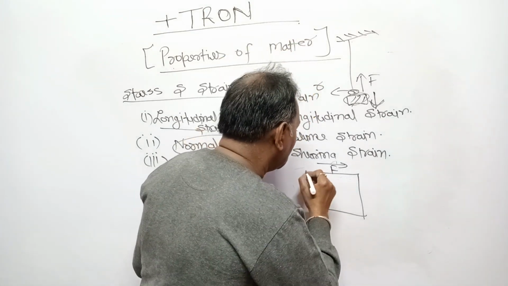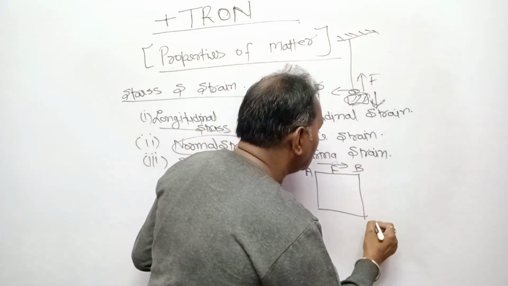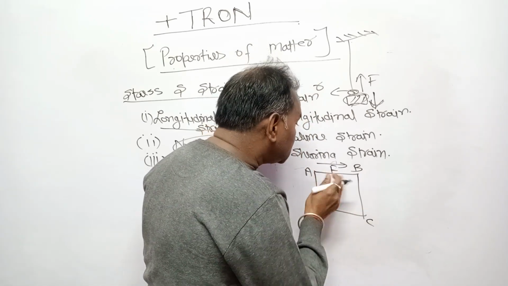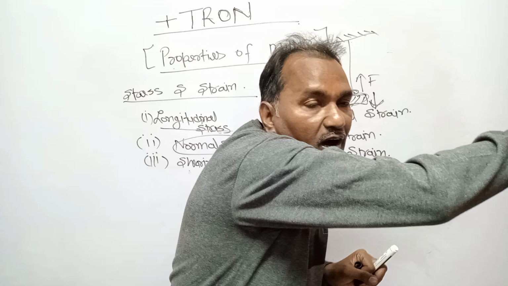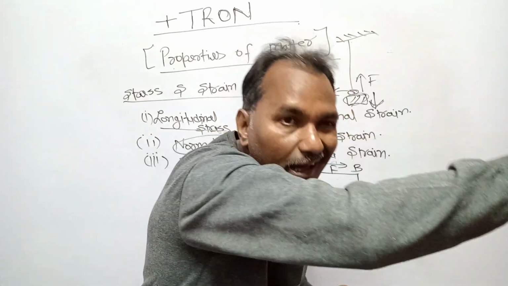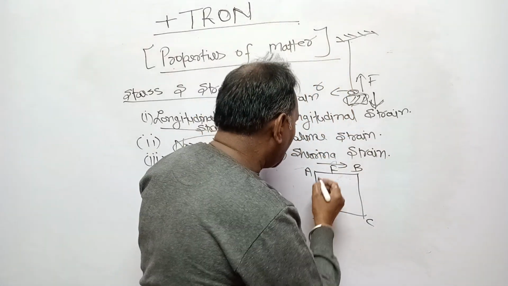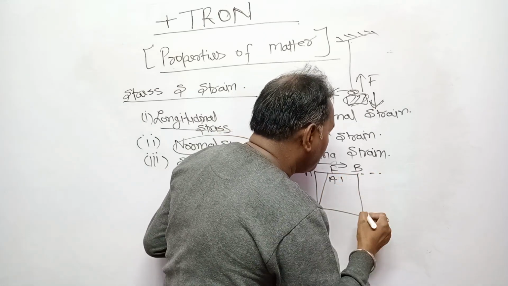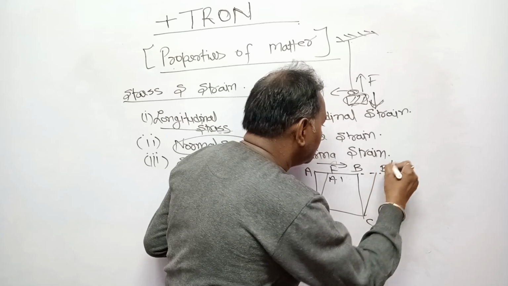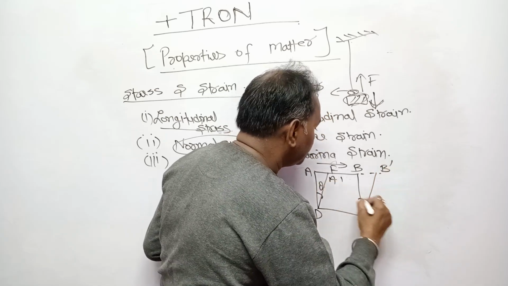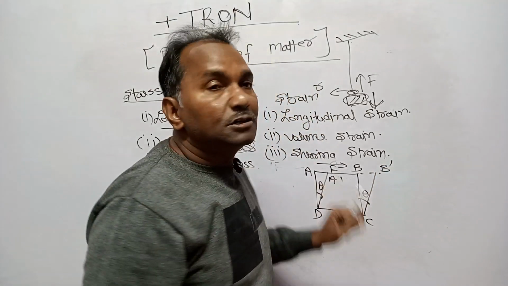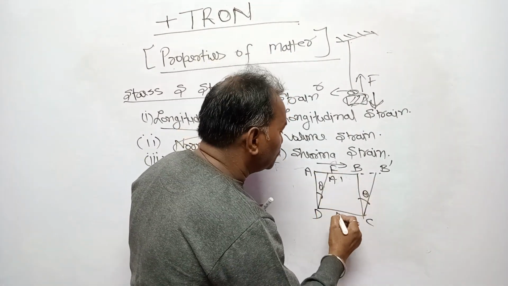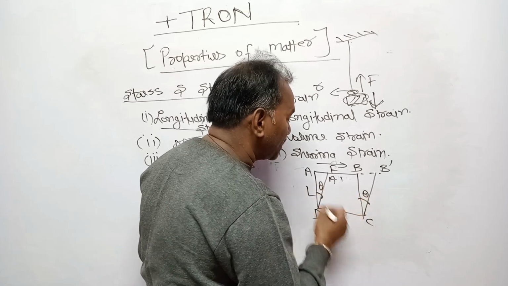Let it be A, B, C, D. Now what happens? This ceiling will move ahead, will move further, and A will reach A dash, and similarly B will reach B dash. And this angle, let it be theta. It is the angle of shear, or shearing strain. Let it be a cube whose each side is capital L.